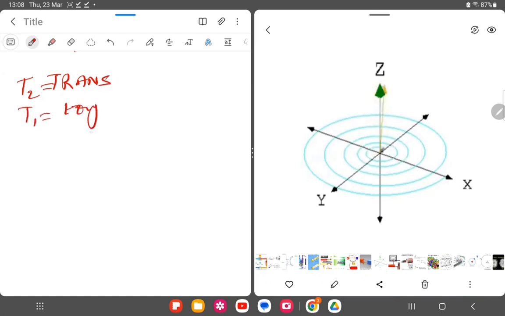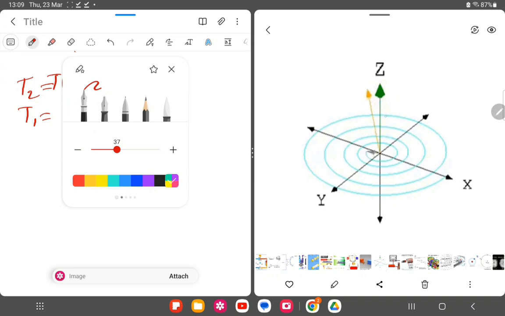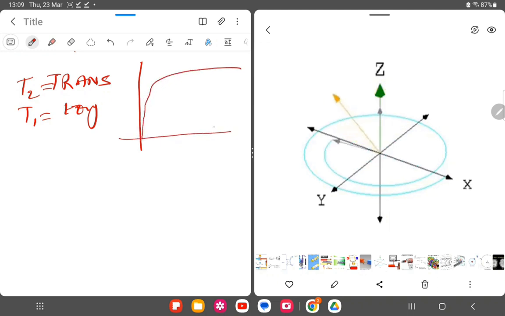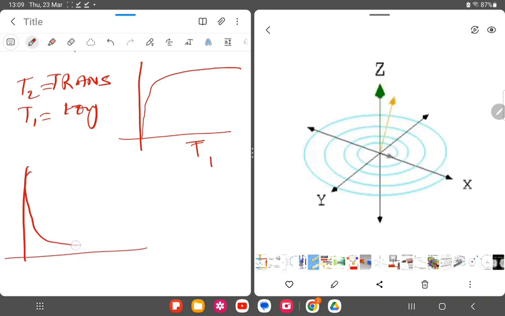If you plot the graph, you will see the longitudinal is the yellow one. The longitudinal one, as the name says, is taking long. So the graph will be longitudinal like this. This is a graph denoting T1, and the T2 graph is like this. See, the time it decreases very fast and becomes almost zero.